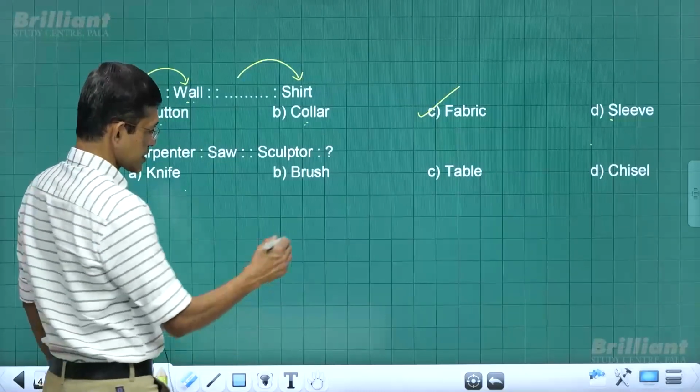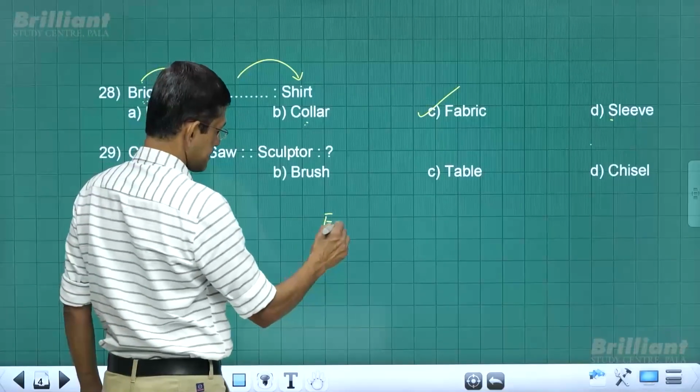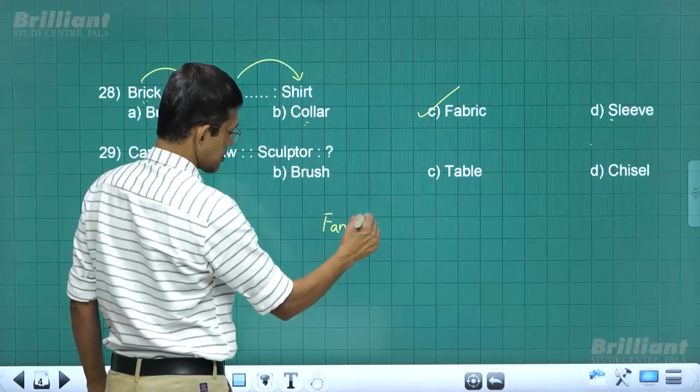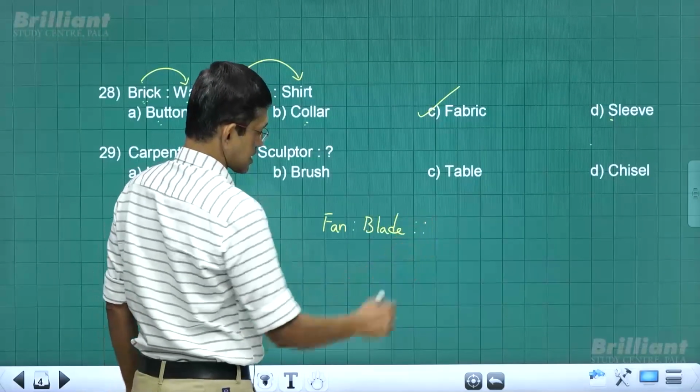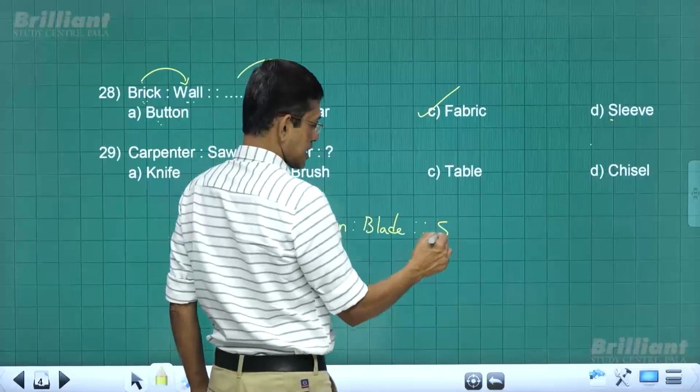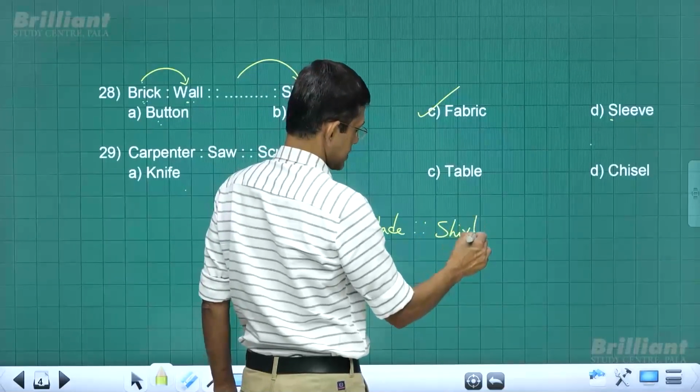Sometimes you may have questions like, let's say, fan is to blade. What is the connection? And if they ask you the question, shirt is to what?